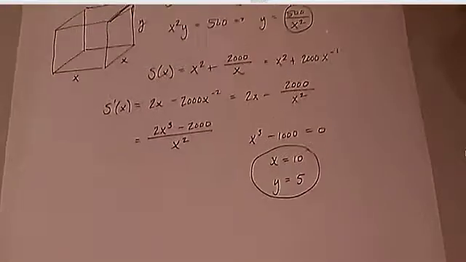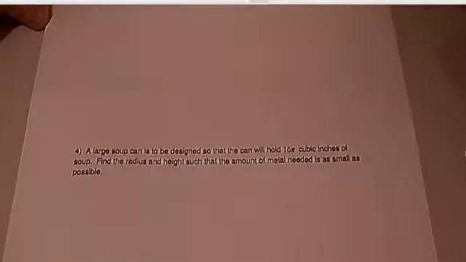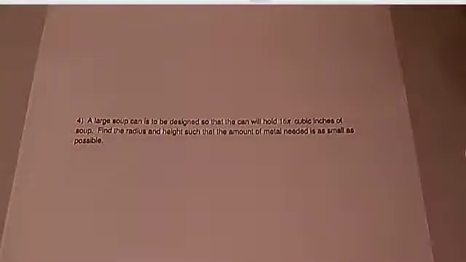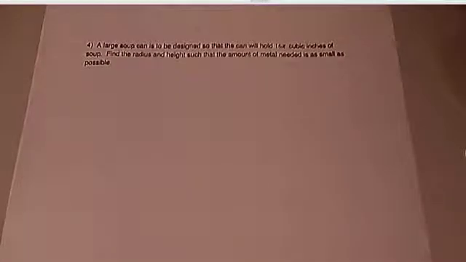Oh, okay. Yeah, this is a related one, but since it deals with circles, there's always a possibility that stuff like this will pop up on an exam or something like that. A large soup can is to be designed so that the can will hold 16 pi cubic inches of soup. Find the radius and height such that the amount of metal needed is as small as possible. And that's the same logic that's going on in the previous problem.